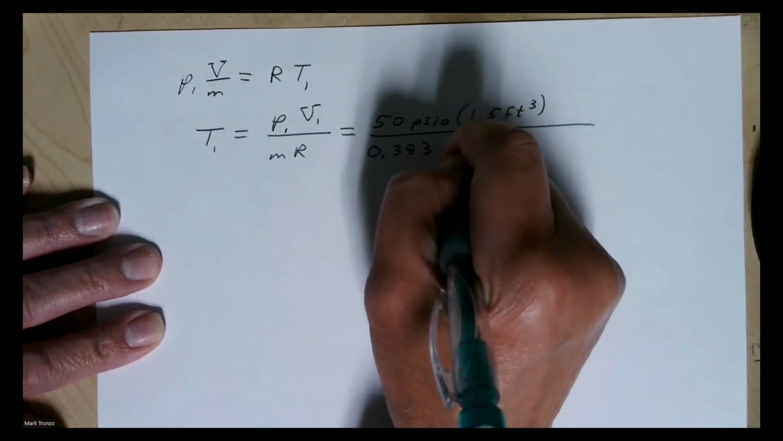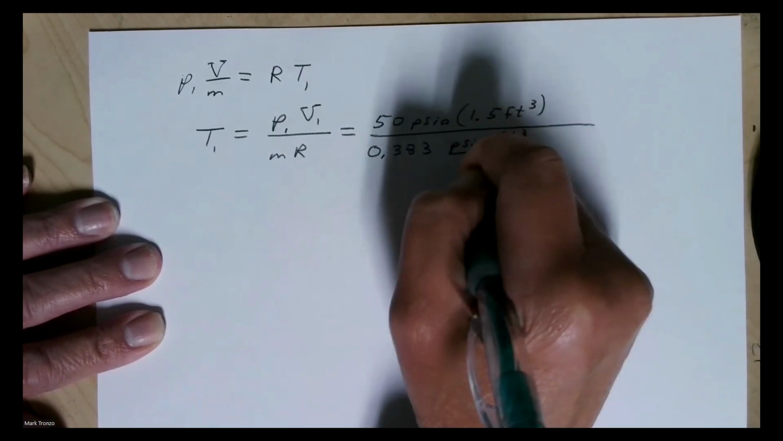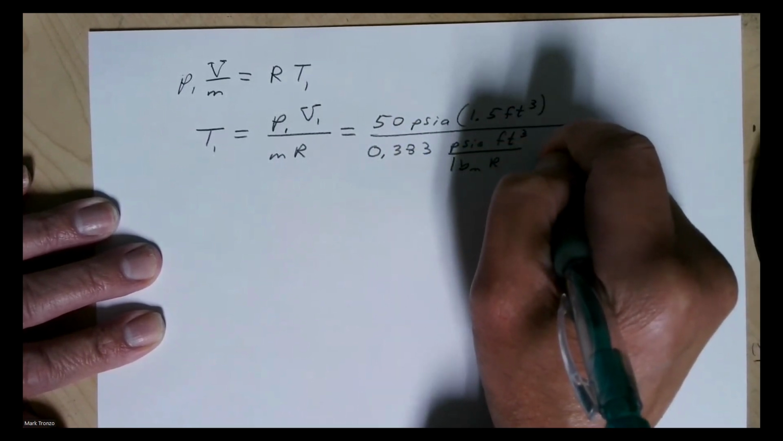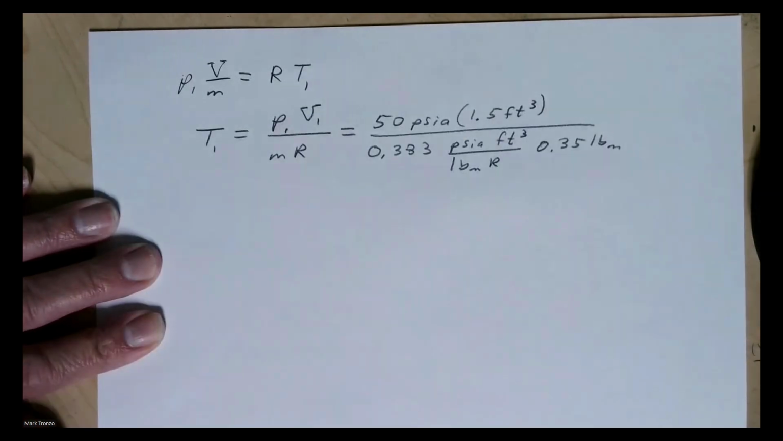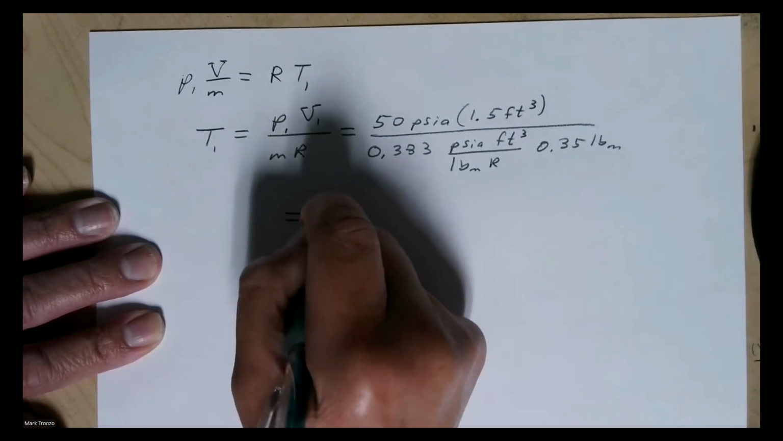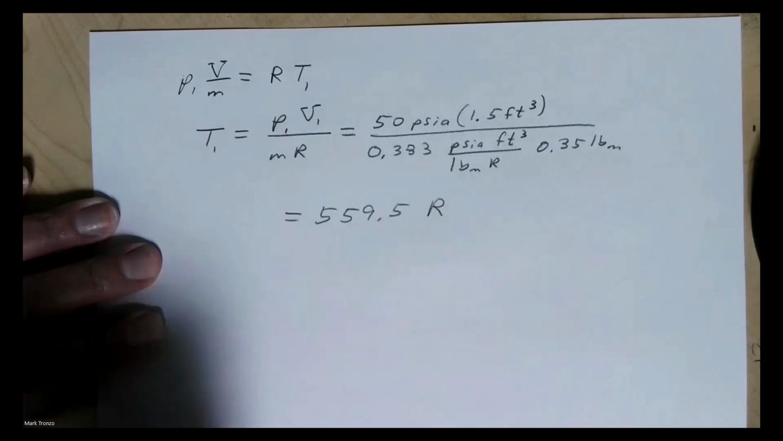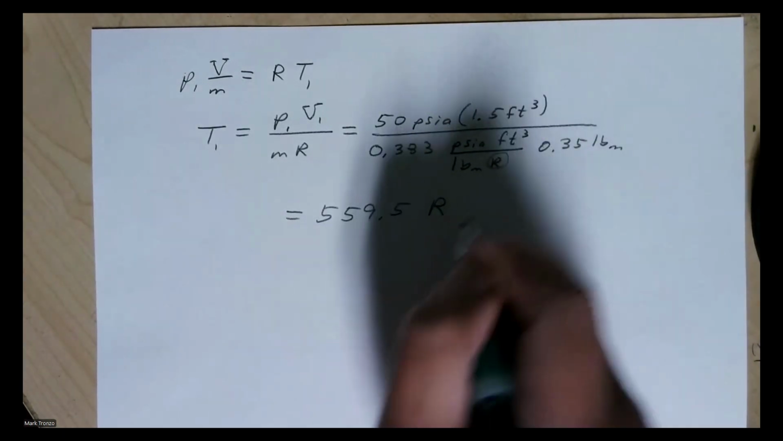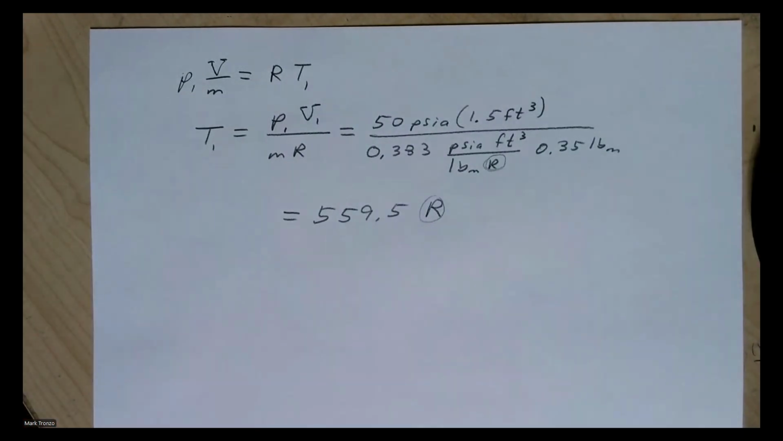0.383 psi feet cubed on mass R, mass like this. And when you put that on your calculator, you get 559.5 Rankine. Now, we have to sort of distinguish here. This Rankine, this R here is Rankine, whereas this was our universal gas constant.